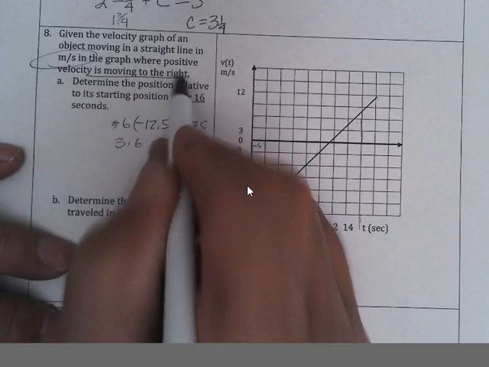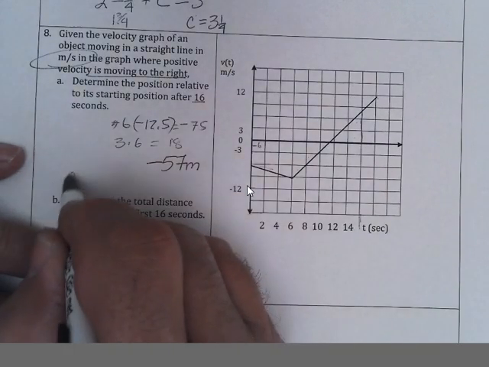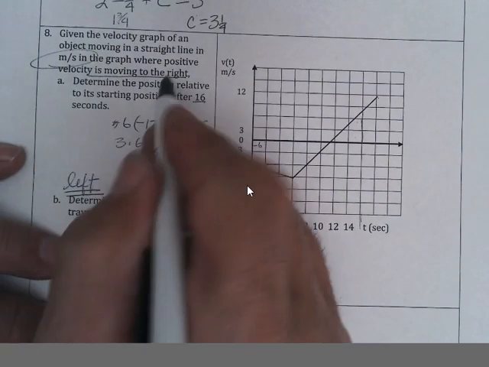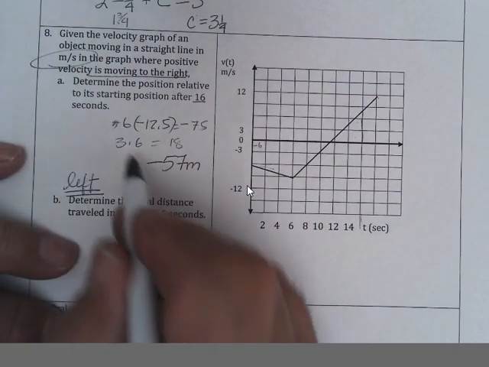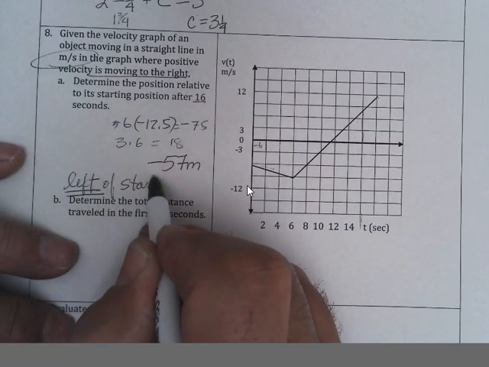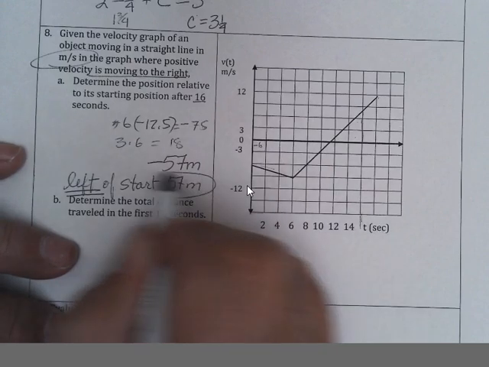And it says moving to the right. And if we get a negative, that means it's left. Talking about the concept of in the context here. Left of start by 57 meters.